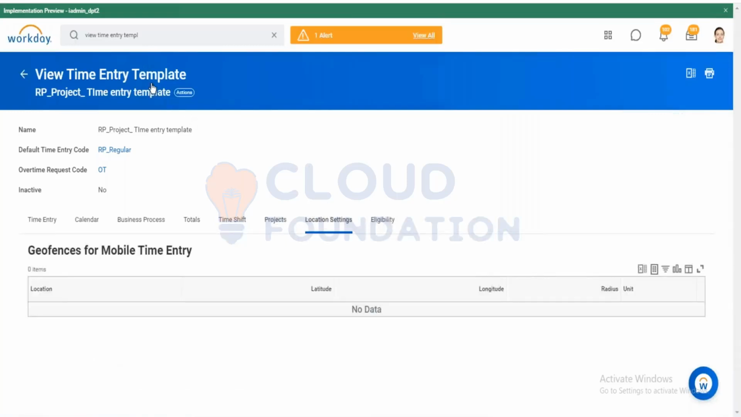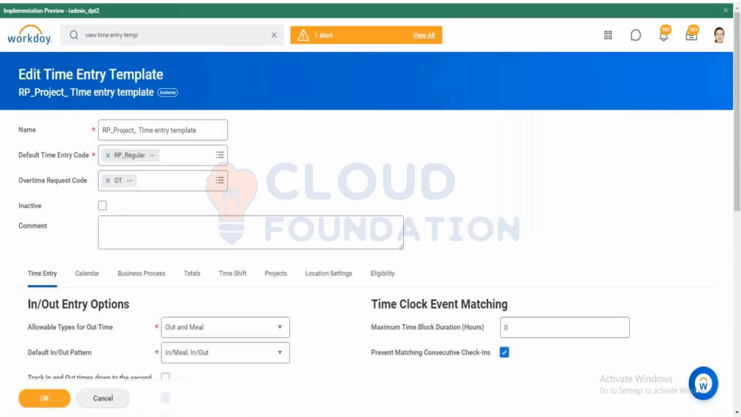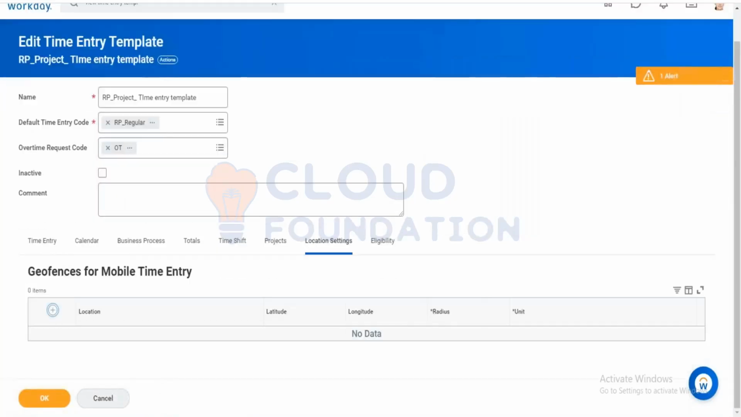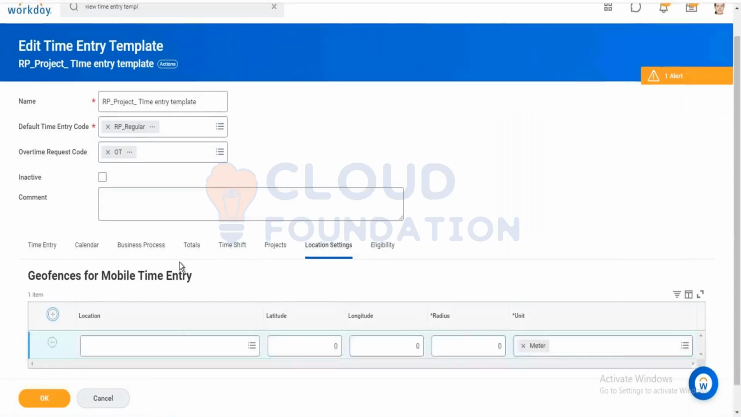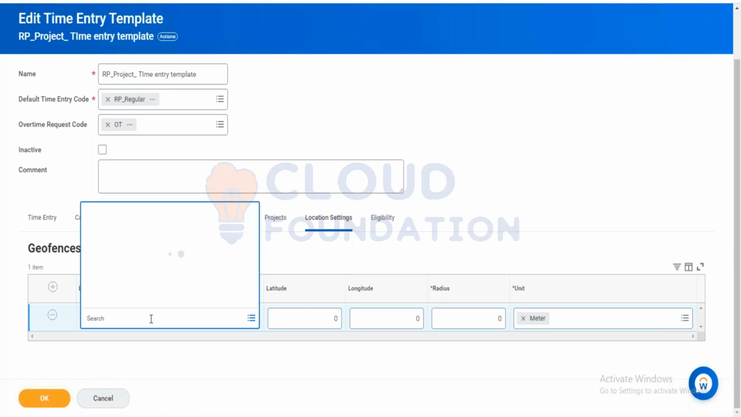Now location settings. This is a new feature that came with the Workday geofence for mobile entry. If you're using Workday mobile and you are entering time nearby, you need to mention the latitude and longitude. For example, map the locations of the company for which folks this time entry template is being used. For example, the workers in Illinois would be using it, so you just map the location over here.